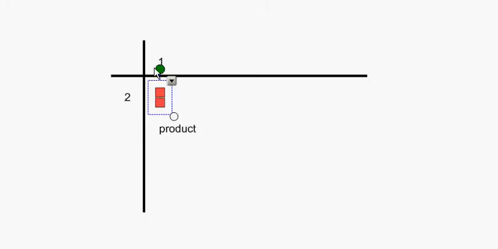Now some students say, well, what happens if I did this? Would it still be the same? Well, it would still be a product of 2, and our factors are still 2 and 1, and it wouldn't really matter which way we're doing it.